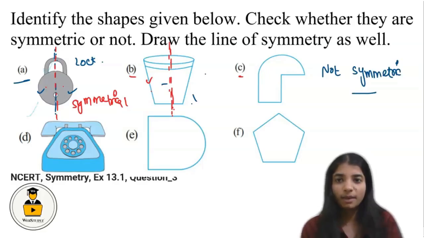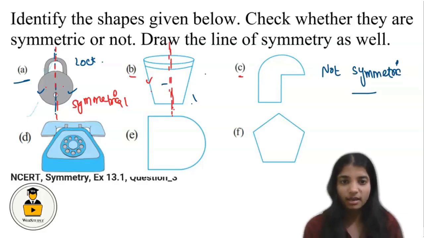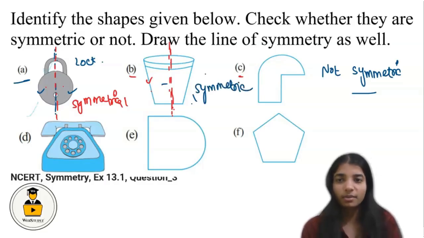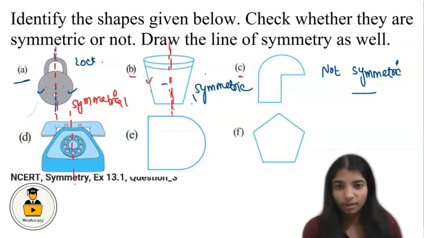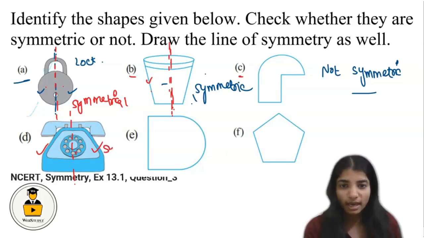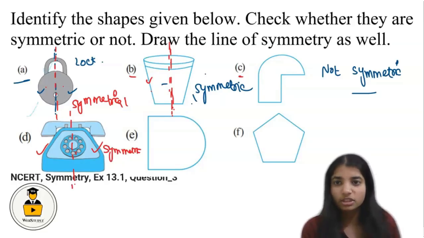Now let's discuss part D. Part A is symmetric, part B is also symmetric, and part C is not symmetric. We are discussing part D now. Part D is this figure of a telephone. We have to check whether this is symmetric or not. So if we draw a line from the middle of this telephone, we get identical images on both sides. So we can say that this is symmetric, and the line of symmetry is this, which is drawn in red.